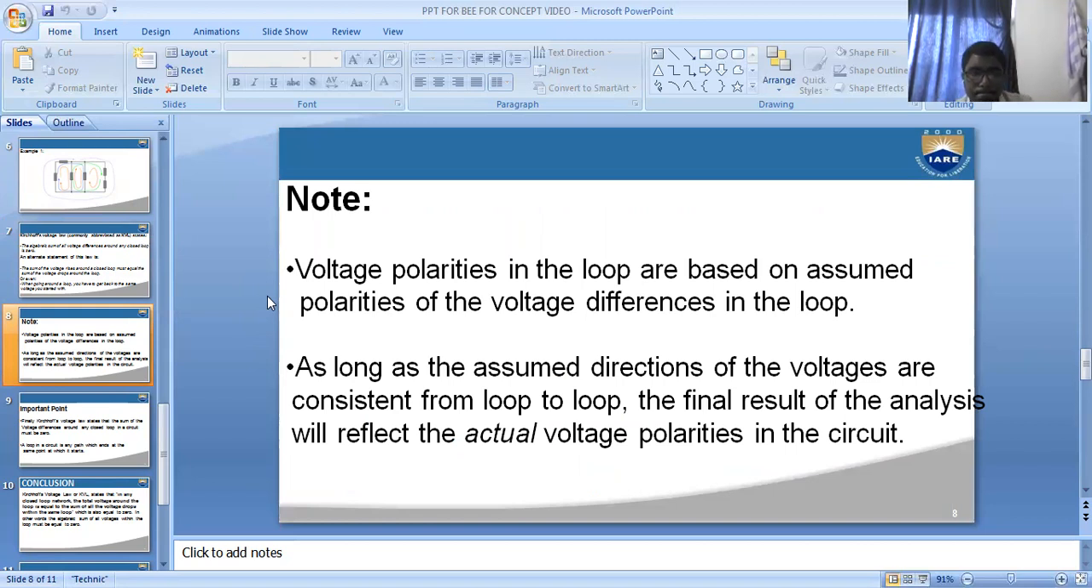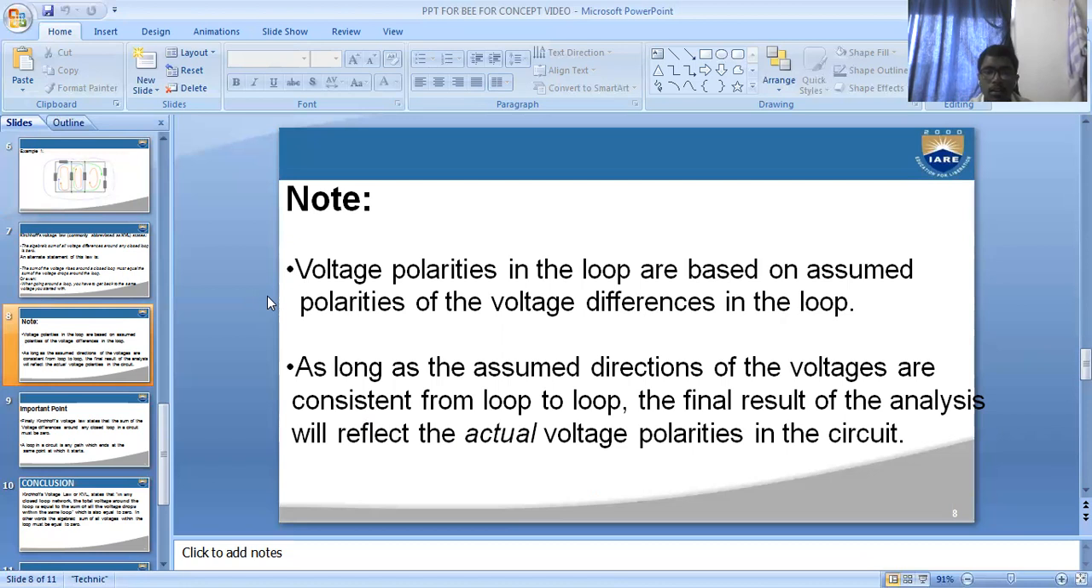Voltage polarities in the loop are based on assumed polarities of the voltage differences in the loop. Meaning, when we are considering one loop, the voltage polarities are based on assumed polarities of the voltage differences. As long as the assumed directions of the voltages are consistent from loop to loop, the final result of the analysis will reflect the actual voltage polarities in the circuit.